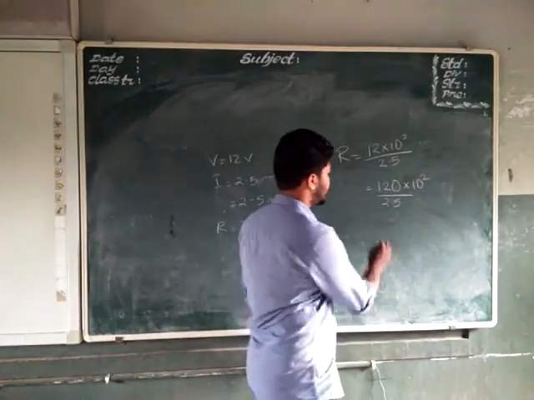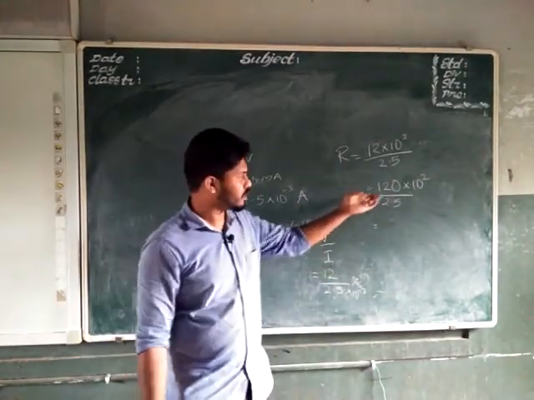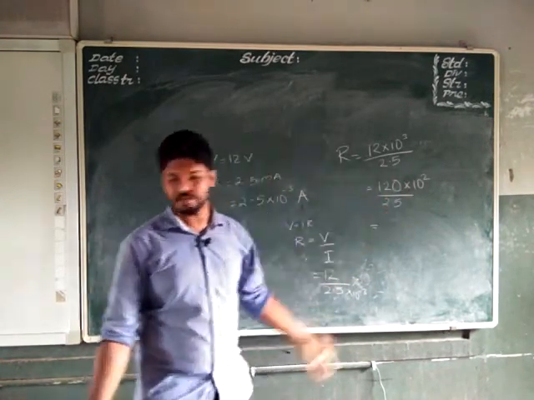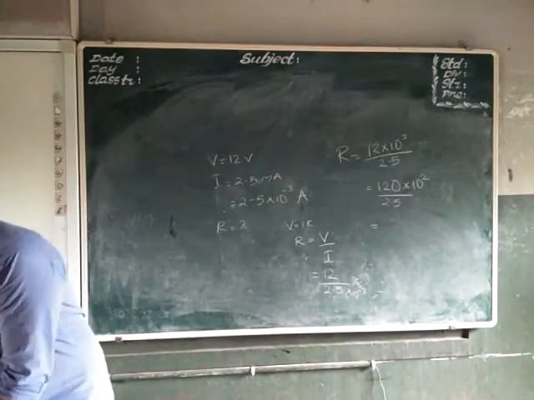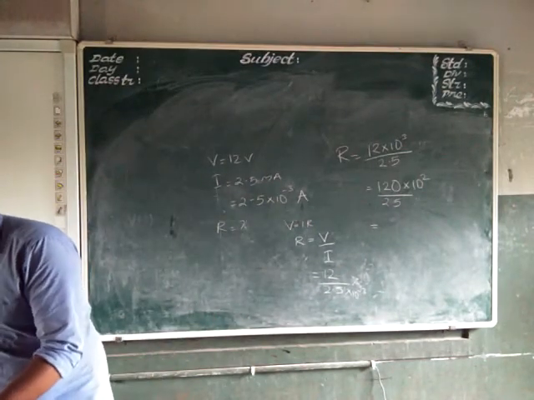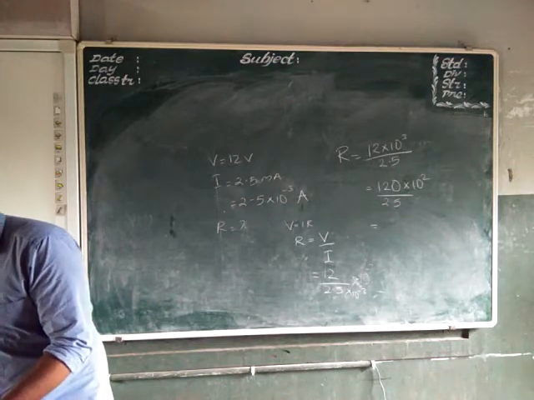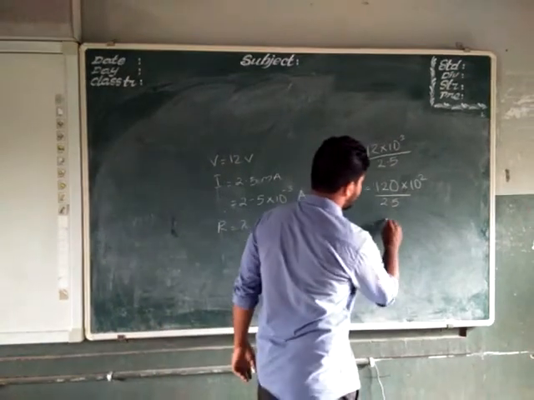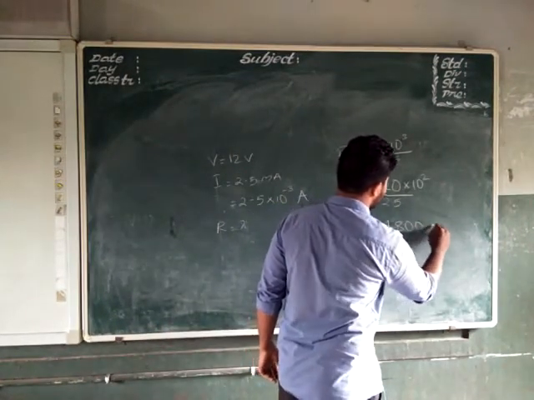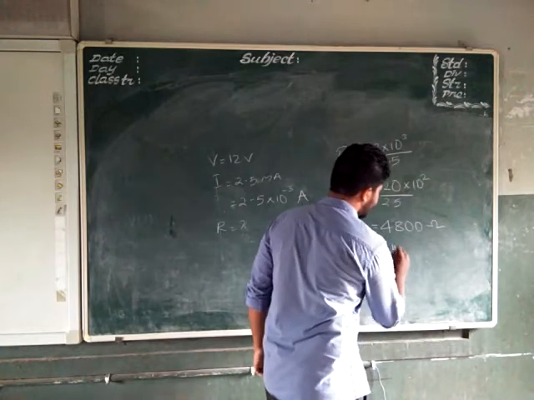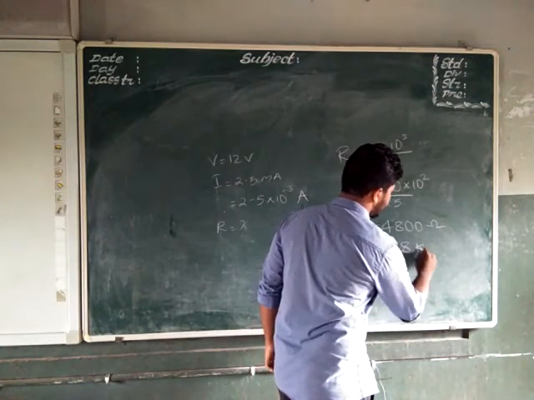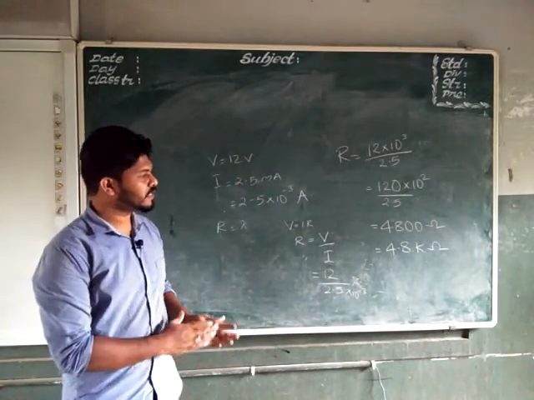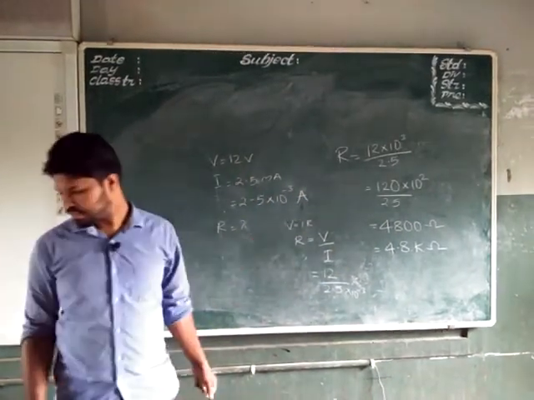So this time you will get an answer. 120 into 10 square is 12,000 divided by 2.5. Let me check. I have done the calculation here. The answer will be 4,800 ohm, or you can write it as 4.8 kilo ohm. It's 4,800 ohm. You can write it as 4.8 kilo ohm. So that is the 8th question.